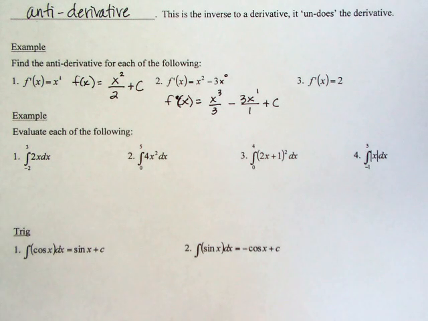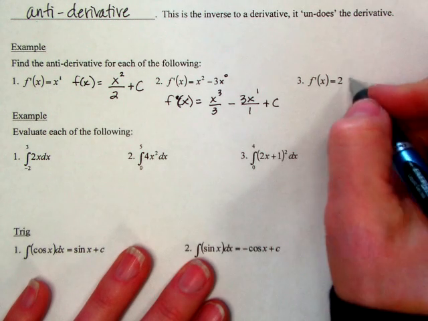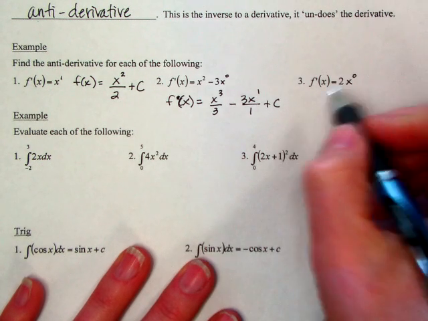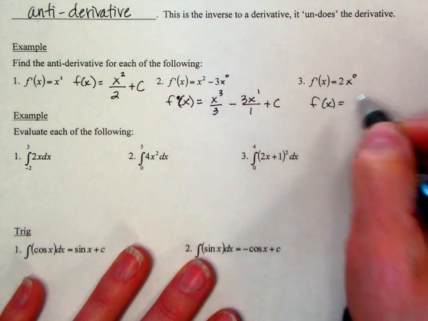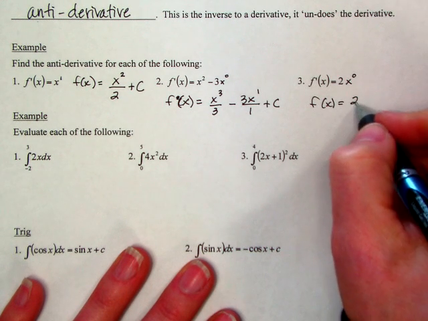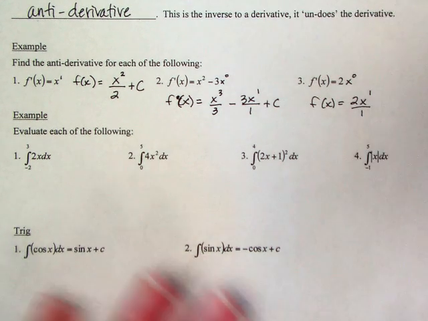The last one is just a 2. So it kind of works the same as that 3 did. I'm going to put an x to the 0 there. And so my function originally, what it did look like, is 2x to the first over 1.